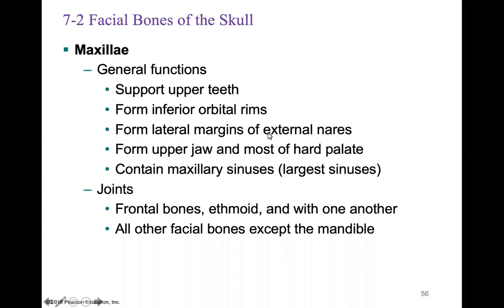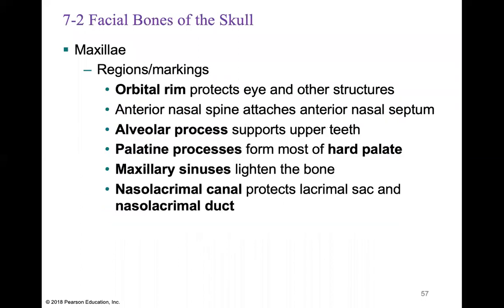It forms the upper jaw, most of what we call the hard palate. And it will also contain the maxillary sinuses, which are the largest of the sinuses that we have. The maxilla bone will form joints with the frontal, ethmoid, and with each other, and all other facial bones except the mandible.